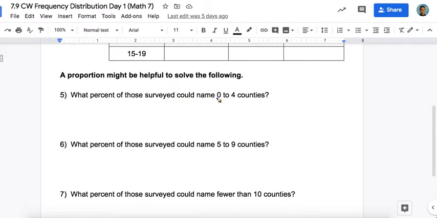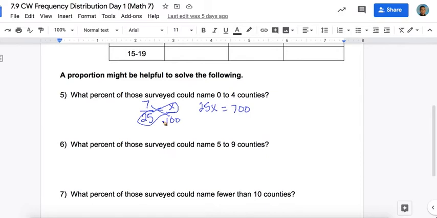So what percent named 0 to 4 counties? So you look up at your table and we got a frequency of 7 out of 25. Okay, so that would give us x over 100. And 25 times x is 25x. And 7 times 100 is 700.